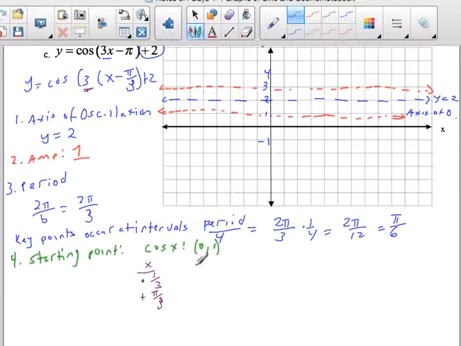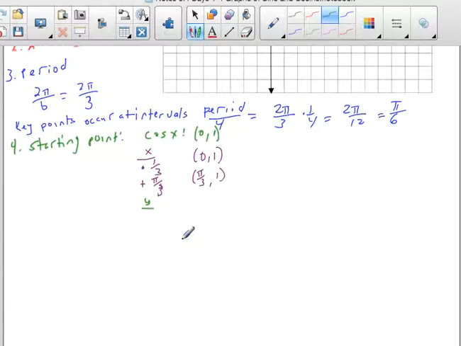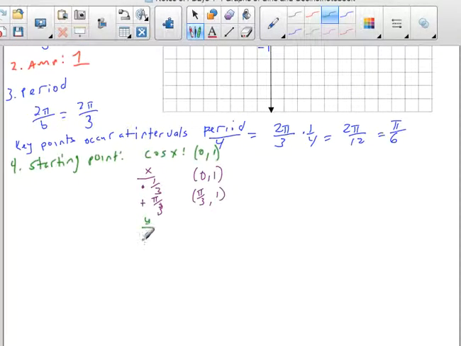So accounting for these two transformations, our new point would be: x times 0 times 1/3 is still 0, so 0, 1, and 0 plus pi over 3 is pi over 3, 1. And then let's put the transformations for y. What's happening to y here, we don't have a vertical stretch, so we have a shift up. So onto y, we're going to add 2, so plus 2. So our starting point, 0, 1, is transformed to pi over 3, 3.